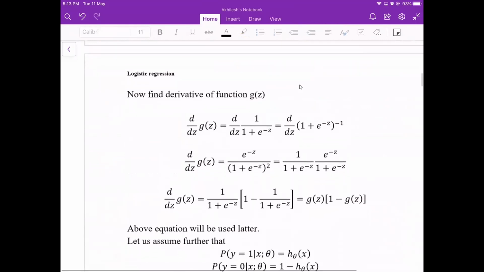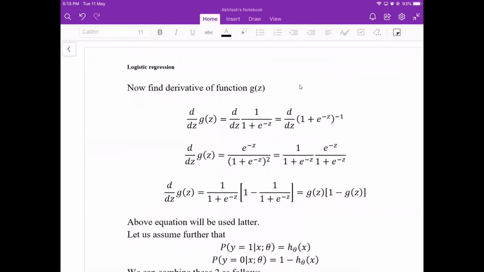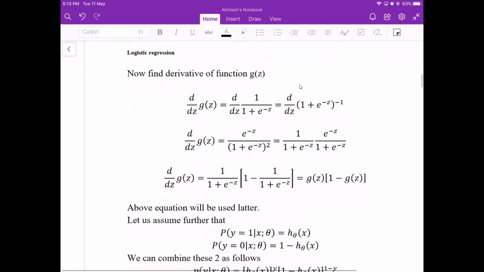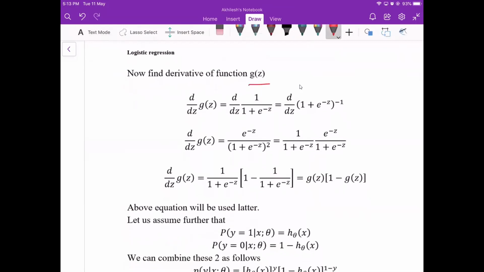I love doing derivations. Wherever I find a formula, I try to derive it. So let's dig something more into the logistic function. We have already seen g of z, and z is equal to theta transpose x.